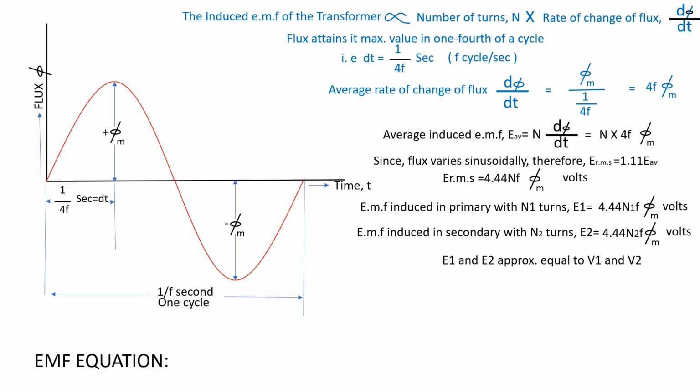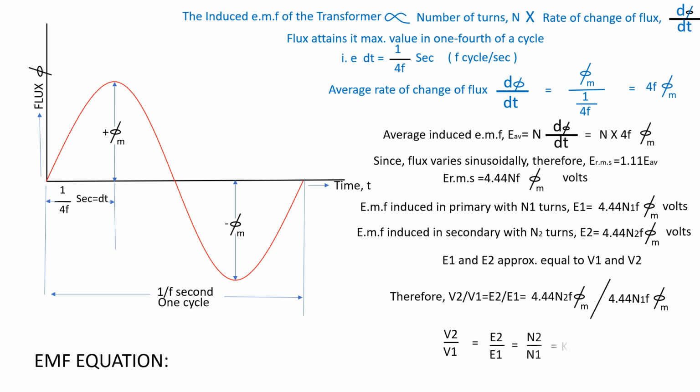Now, V2 by V1 is equal to E2 by E1, which is equal to 4.44 N2 f phi m divided by 4.44 N1 f phi m. That is, V2 by V1 is equal to E2 by E1, which is equal to N2 by N1, which is equal to K, the transformation ratio.